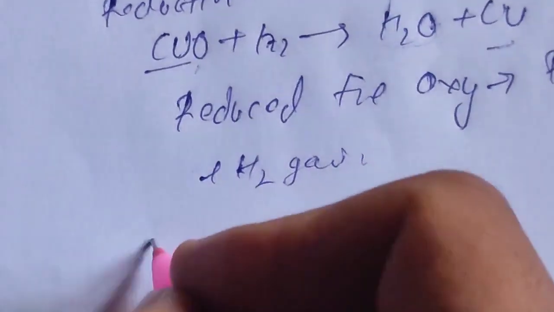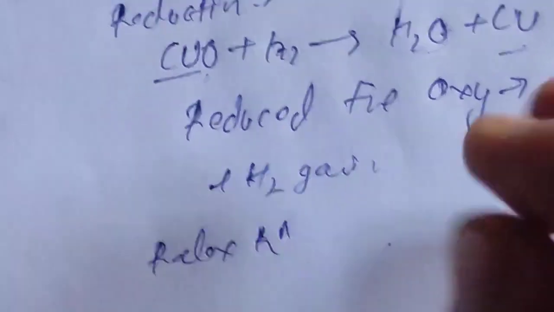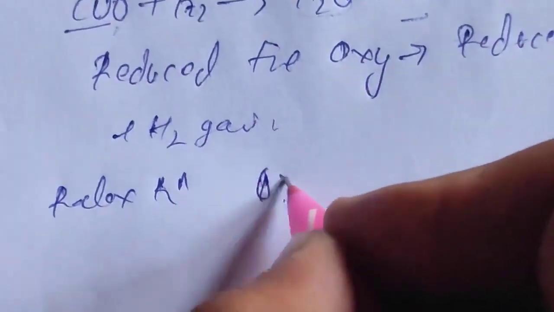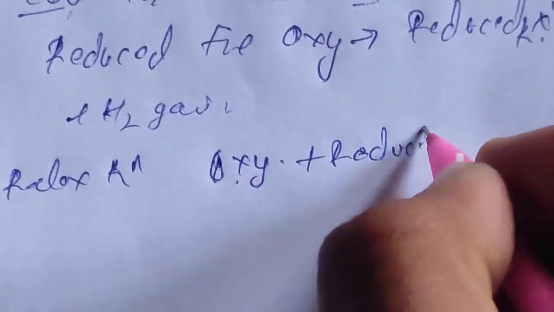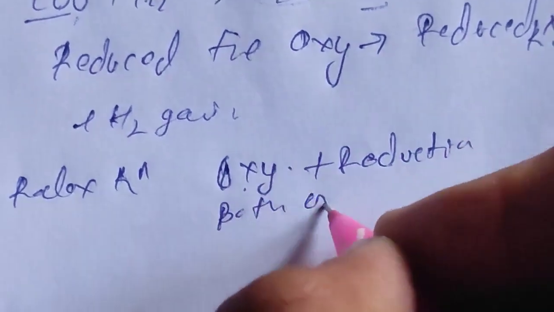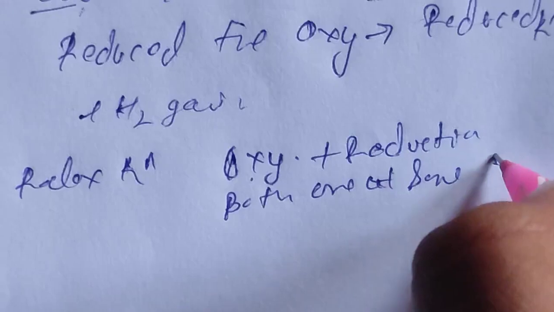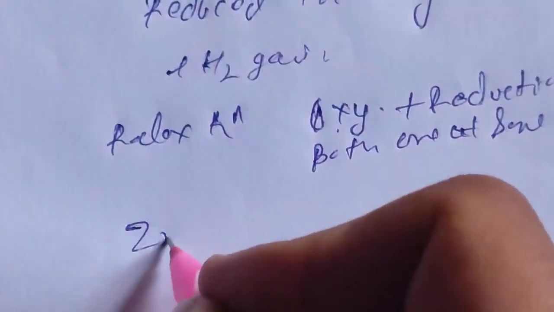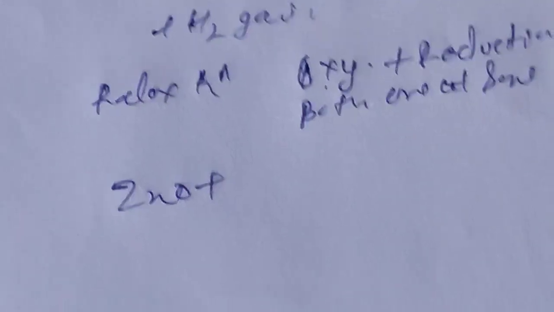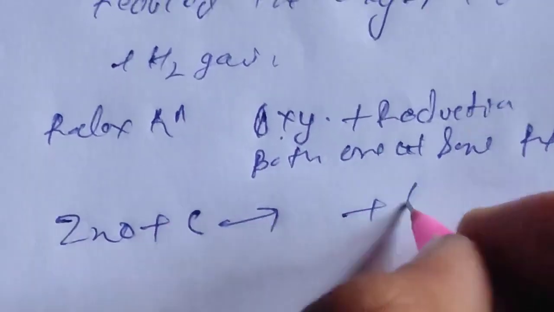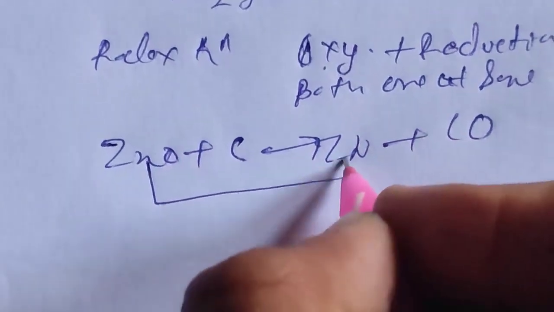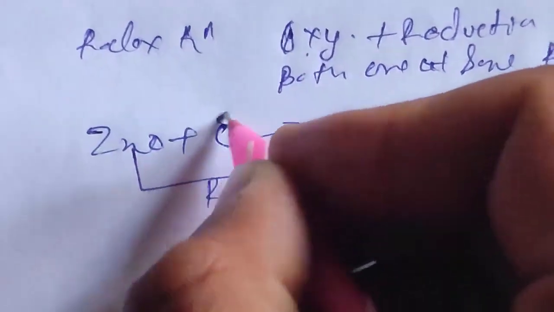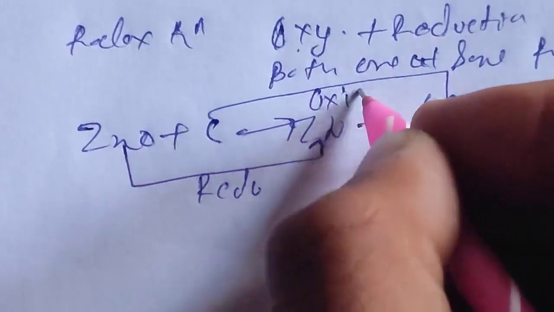And let's talk about the redox reaction. When we talk about a redox reaction, it means that oxidation plus reduction both happen in the same reaction, and that is called a redox reaction. For example, I take ZnO plus carbon, and then we say that the carbon gets oxygen and the Zn is reduced. So in this case it loses the oxygen, which is reduction, and the carbon gains the oxygen, which is oxidation.